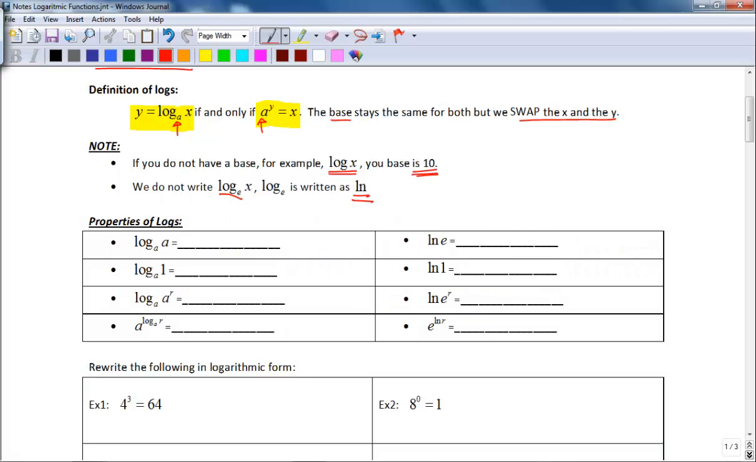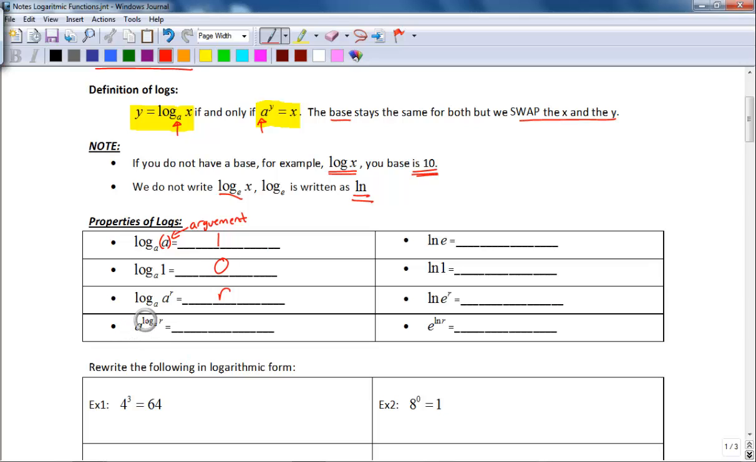Let's look at some properties of logs. The first one is log base a of a. The a that I'm putting parentheses around is called your argument. That's what you're taking the log of. So if the base and the argument match, your answer is just 1. If you are trying to take the log of 1, if your argument is 1, your answer is always 0. Again, when the base and the argument match for this third one, they'll cancel, that'll equal 1, so you're just going to have r left for log base a of a to the r.